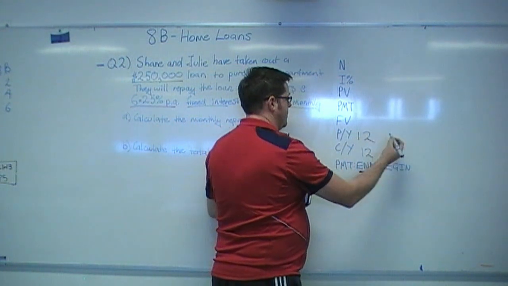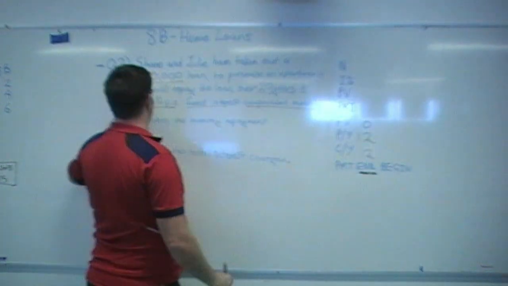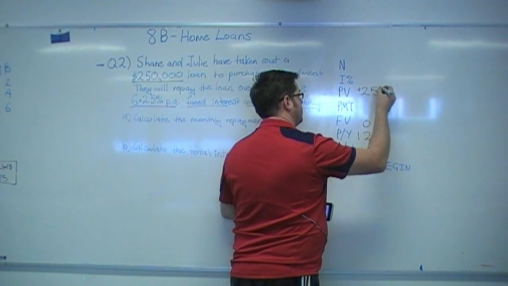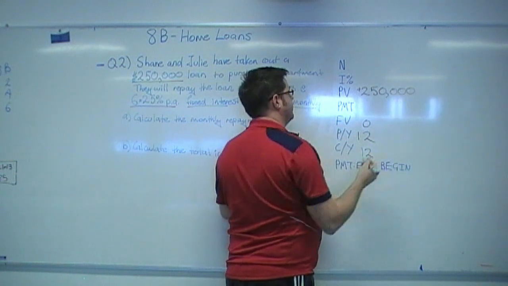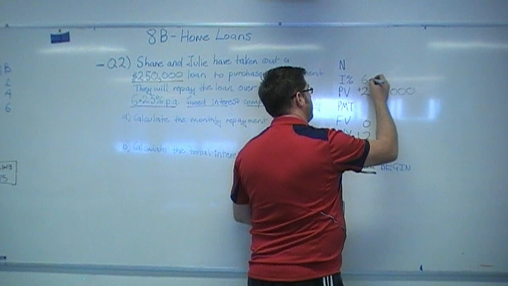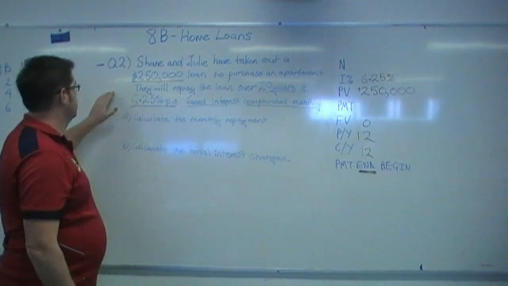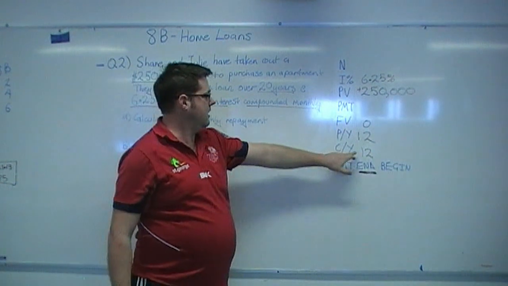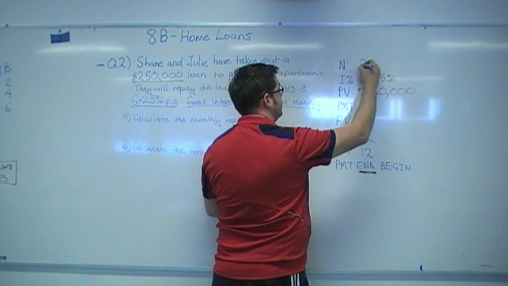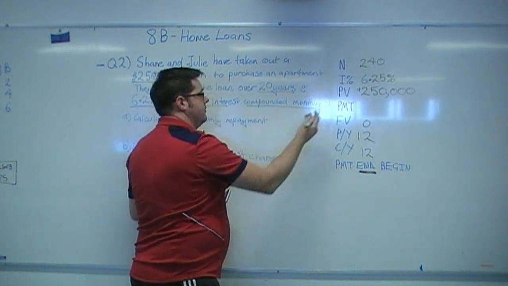The payments per year is 12. The future value is 0. The present value is over here. We're going to be given $250,000. So that's a positive. The interest rate is 6.25%. And N, which is the number of periods: it's a 20-year loan and 12 periods per year, so 20 times 12 is 240. And the payment is the figure that we want to find.